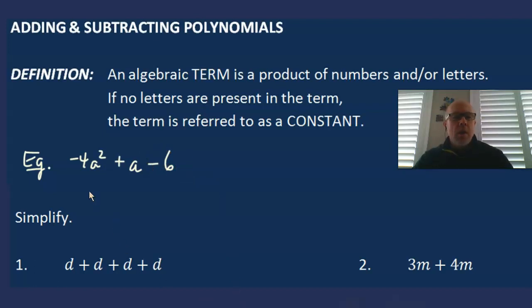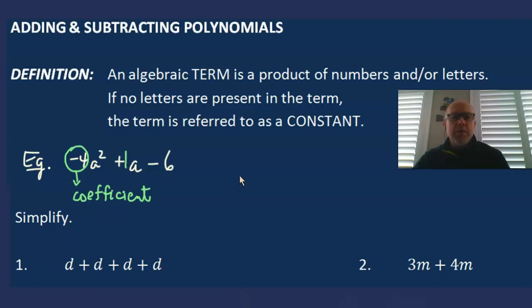Now, another definition that we're going to bring in here is this number in front of each term is referred to as a coefficient. The second term, you can't see a number in front, but it's understood that there's a 1 in front, so its coefficient would be a positive 1. And the last term has a coefficient of negative 6.